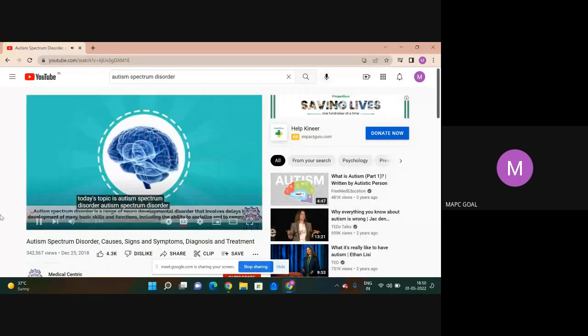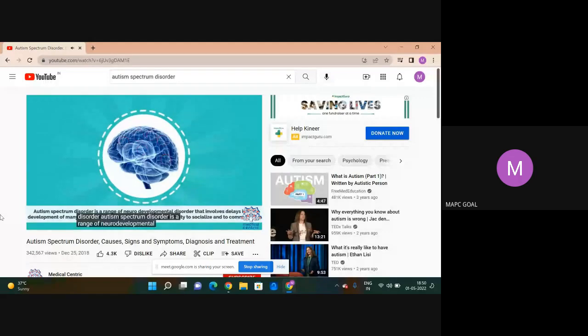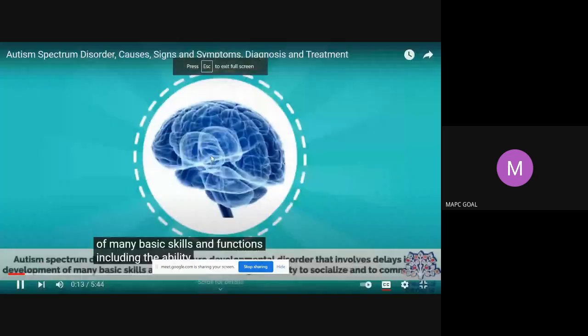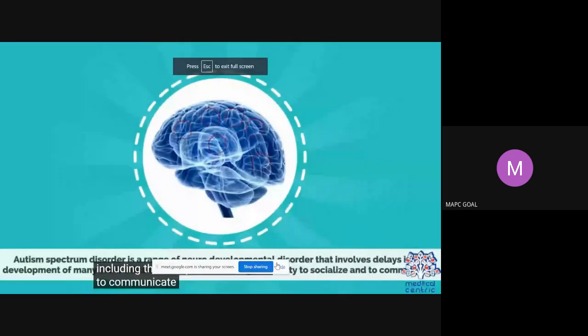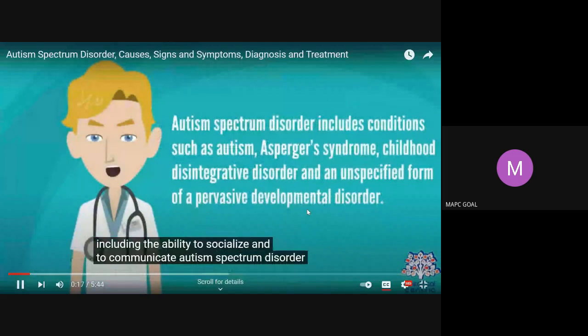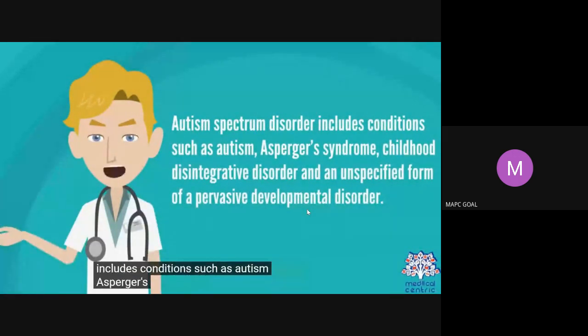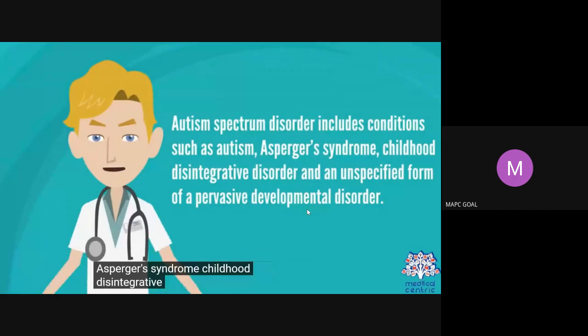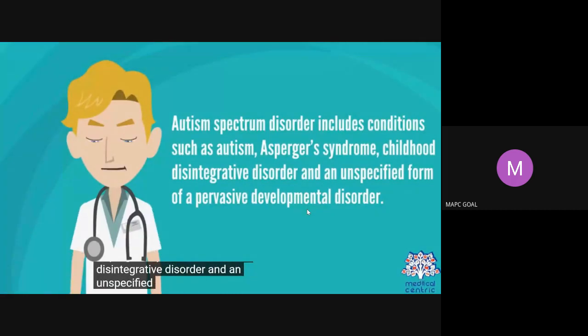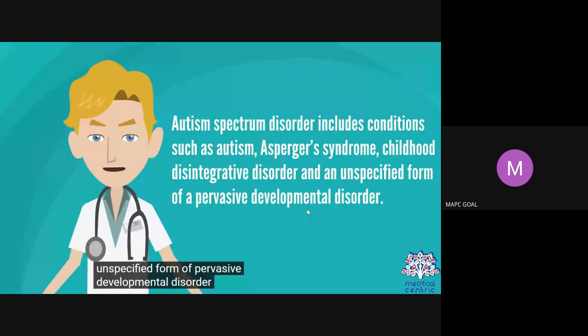Autism spectrum disorder is a range of neurodevelopmental disorders that involves delays in the development of many basic skills and functions, including the ability to socialize and to communicate. Autism spectrum disorder includes conditions such as autism, Asperger's syndrome, childhood disintegrative disorder, and an unspecified form of pervasive developmental disorder.